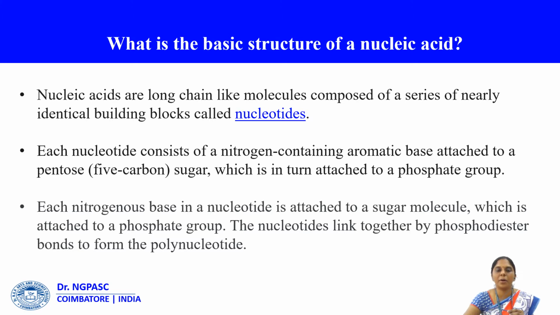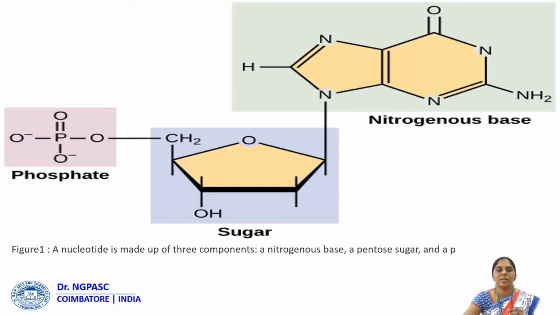Normally a nucleotide consists of these three structures in common: a nitrogen base, which is an aromatic base containing nitrogen compounds. Next is a sugar molecule. The sugar molecule may be ribose or deoxyribose, and a phosphate group is always attached to the sugar molecule. This is called a nucleotide. This is the nucleotide structure, which contains three basic structures: nitrogen base, sugar molecule, and a phosphate molecule.